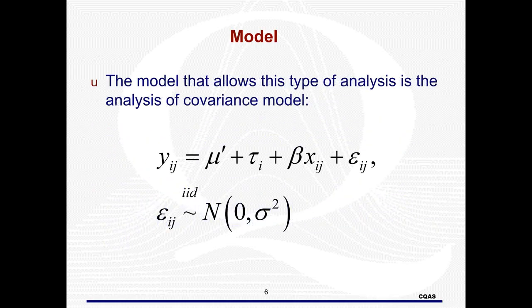The ANCOVA model includes both treatment effects and the covariate. The equal slopes assumption means each treatment has the same relationship with the covariate. This allows us to compare treatments by looking at differences in intercepts rather than slopes. The usual assumptions about errors still apply.